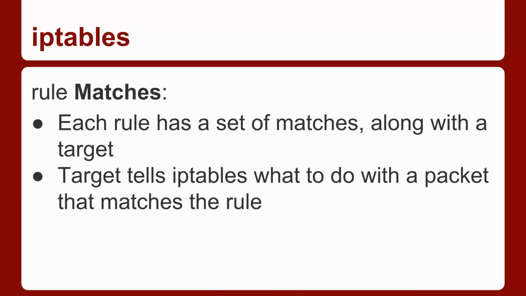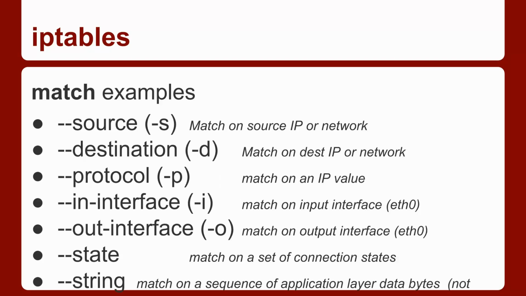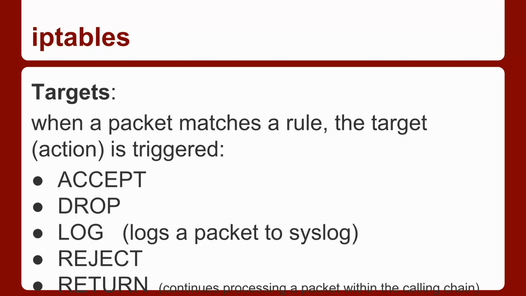So each rule has a set of matches along with the target, and the target tells iptables what to do with the packet when that packet matches the rule. Pretty simple. So you can match based on the source, the destination of the packet, the protocol, the interface, the state, or a string that's present in the packet.